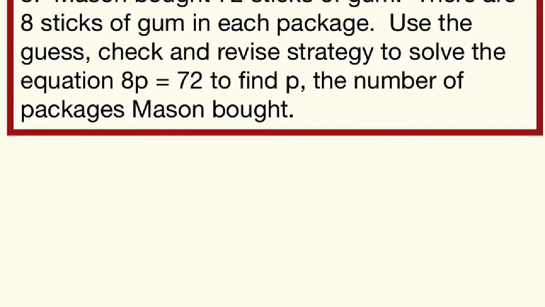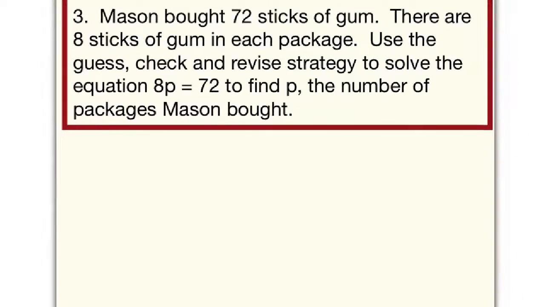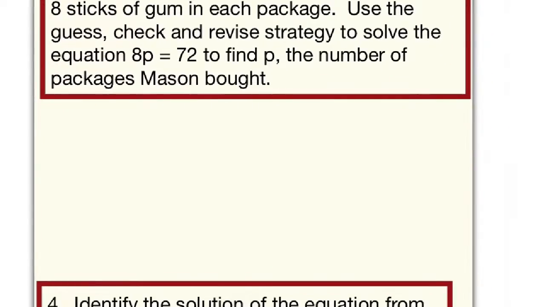Okay, now I want you to work on this one on your own and then come back and check. Mason bought 72 sticks of gum. There are 8 sticks of gum in each package. Use the guess, check, and revise strategy to solve the equation 8p equals 72 to find p, the number of packages that Mason bought. So 8 times something equals 72. So I want you to think of a few numbers that you can try and see if you can come up with the solution. Once you're finished, press play and check your solution.